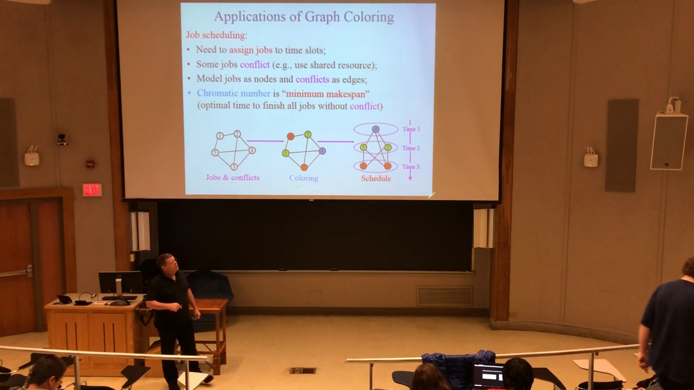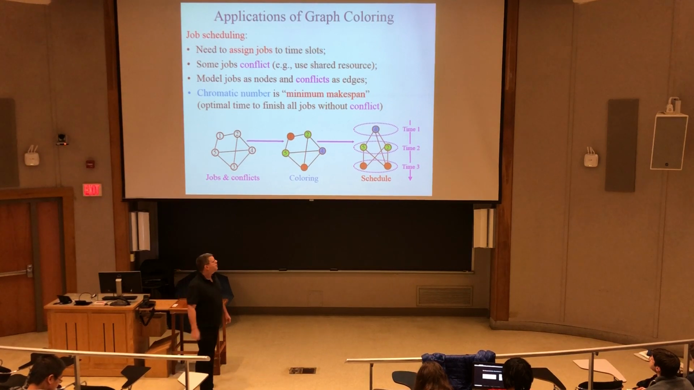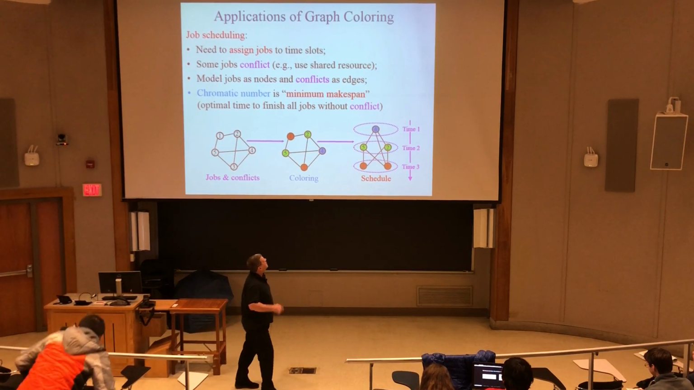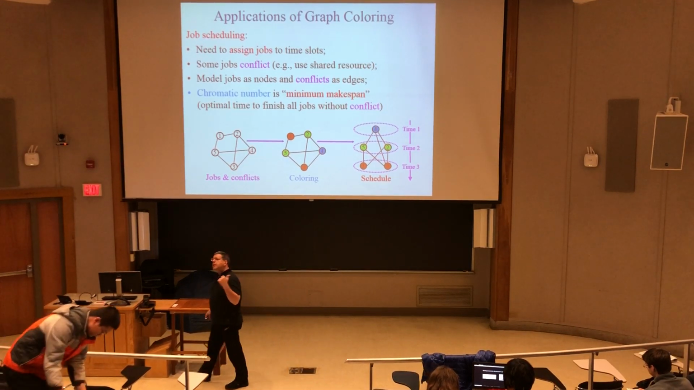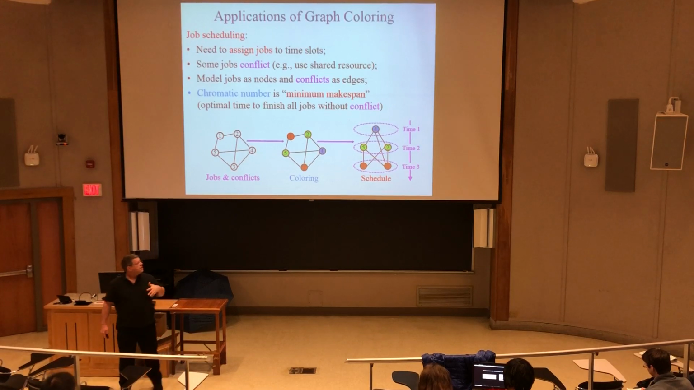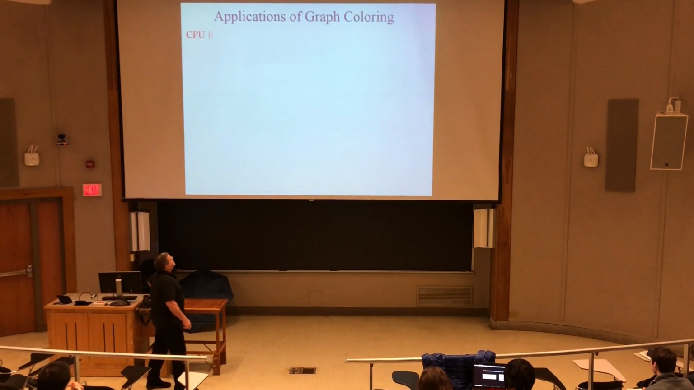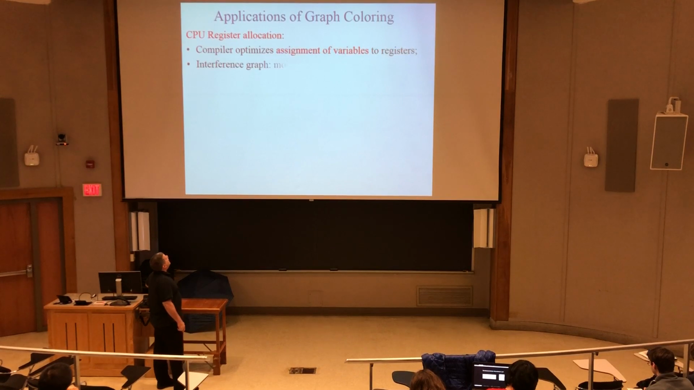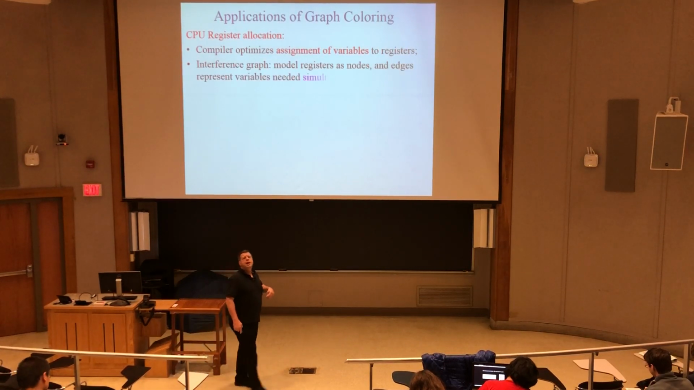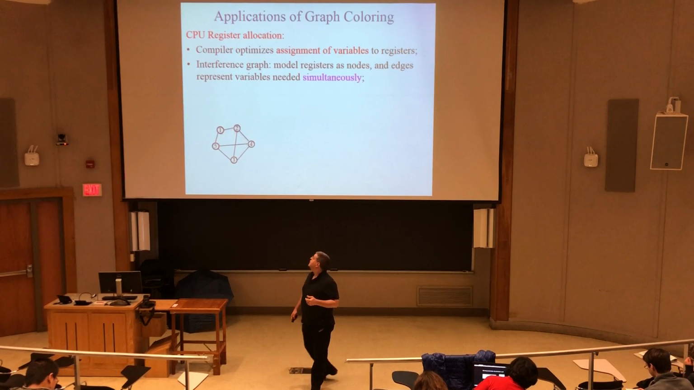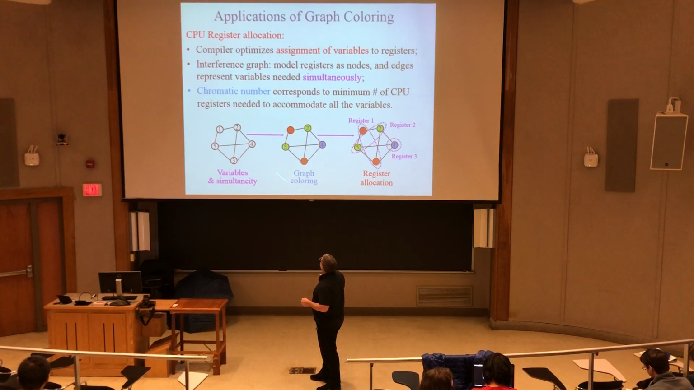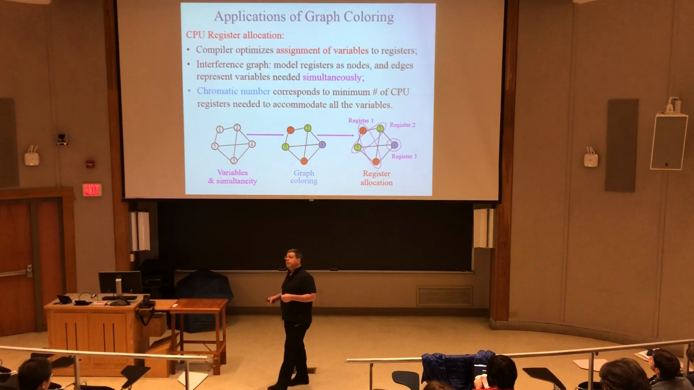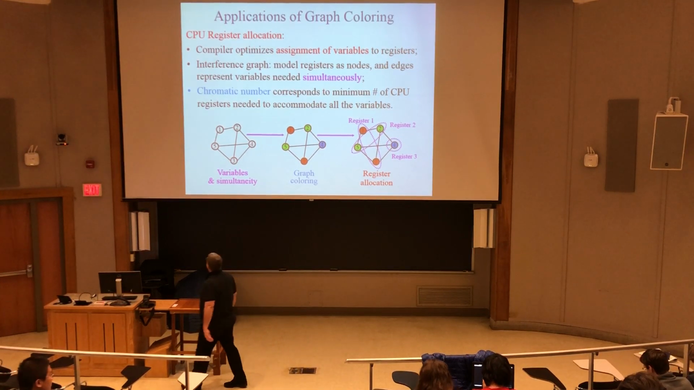So the minimum number of steps or time phases needed to finish some job is equivalent to the minimum number of colors necessary to paint the job constraint graph. So that's one ubiquitous example. There are many examples. Compilers, when they compile code and assign variables to registers in the CPU, use graph coloring to determine the minimum number of registers needed for a particular job that runs on a CPU.